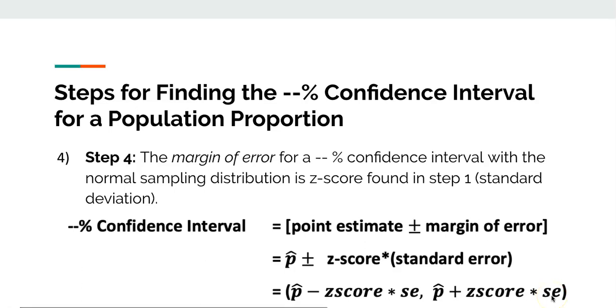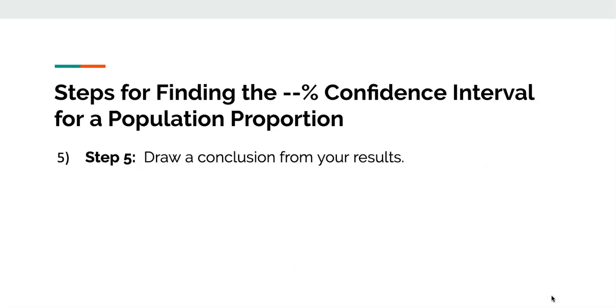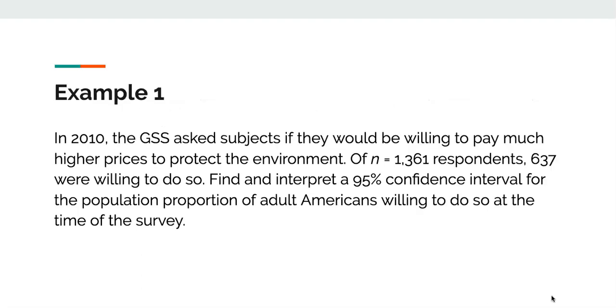Let's put some numbers to it so that we can use these 4 steps to find it. But hold on a second. Once we find this confidence interval, we should be able to interpret it. So step number 5, we're going to be drawing a conclusion from the numbers that we get on these confidence intervals, okay? We'll do that by filling in the blanks. I wrote down a couple of sentences that we can just fill in the blanks to draw the conclusions. But here's our first example. Ready?